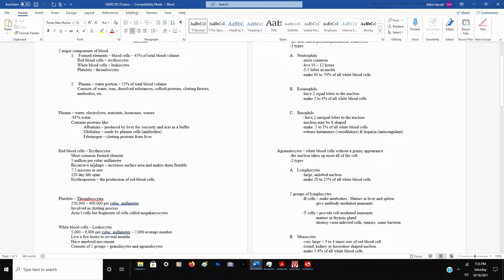The red blood cells, again, are called erythrocytes. This is by far the most common cell type in your blood. Nothing else is even close to it. One little cubic millimeter, which is like a small dot, will have about 5 million red blood cells in it. So you've actually got trillions of reds inside your body.